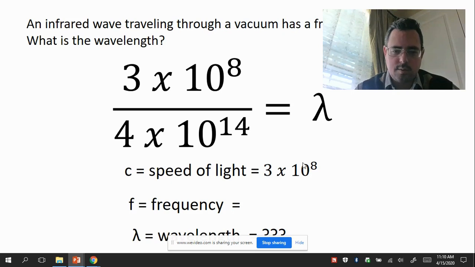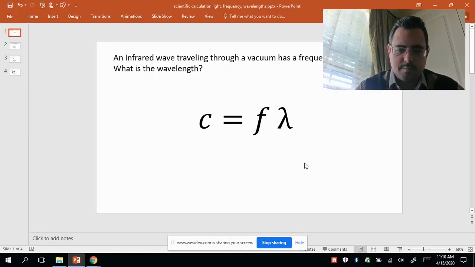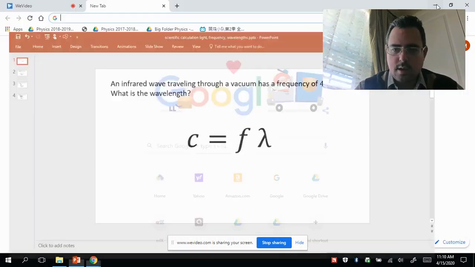Now we come to the part where we have to deal with these numbers in scientific notation, and we're going to have to divide them. Math teachers out there are screaming, don't use a calculator, because this is pretty simple, but we are going to use a calculator. Let me show you how to do that.